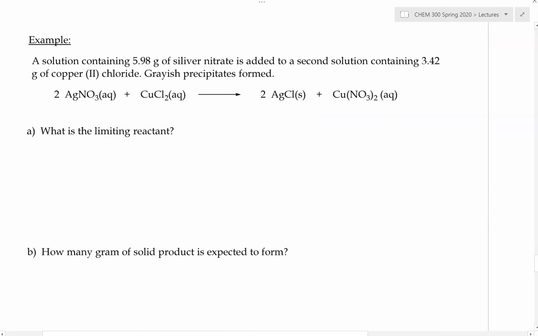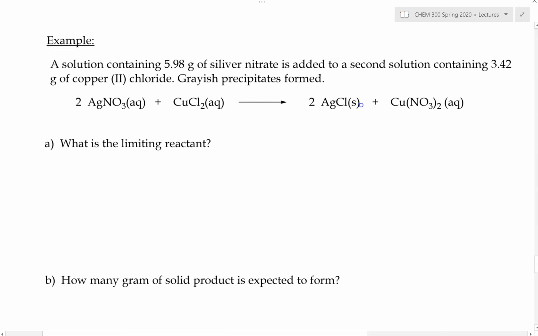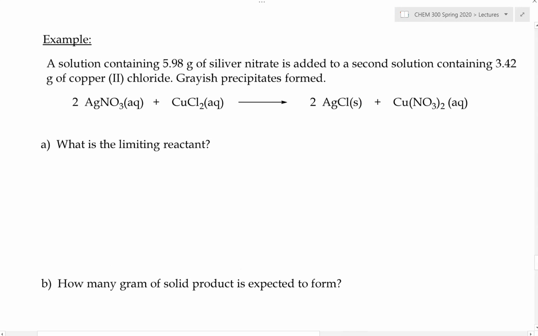And now, let's try some of this example right here. A solution containing 9.5 gram of silver nitrate is added to a second solution containing 3.42 gram of copper 2 chloride, and a grayish precipitate forms. So what is the limiting reactant?